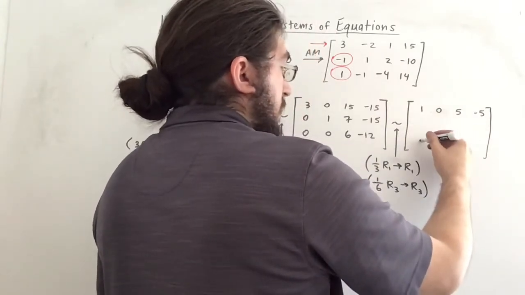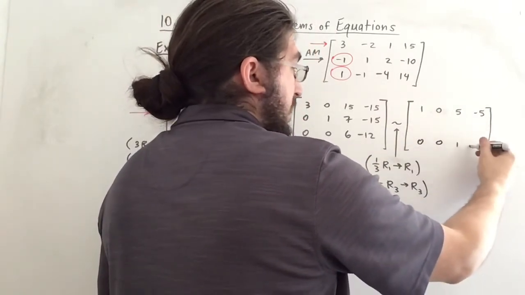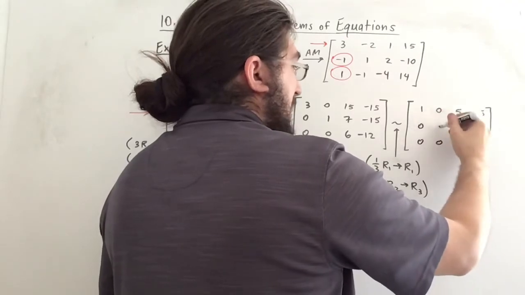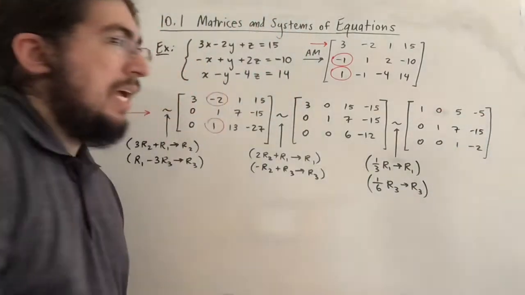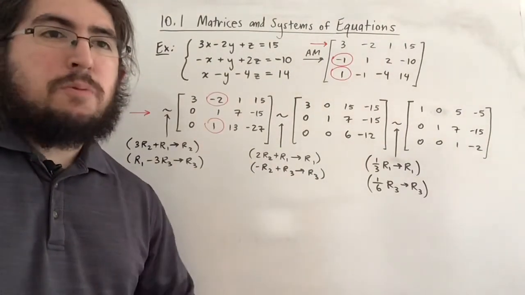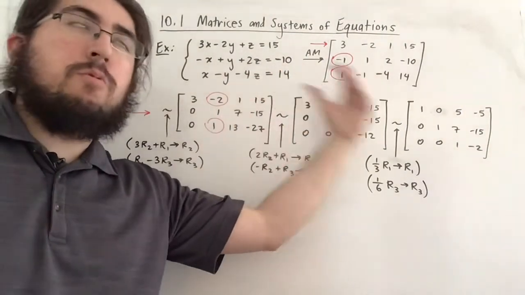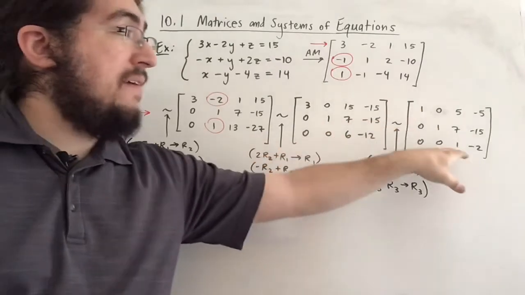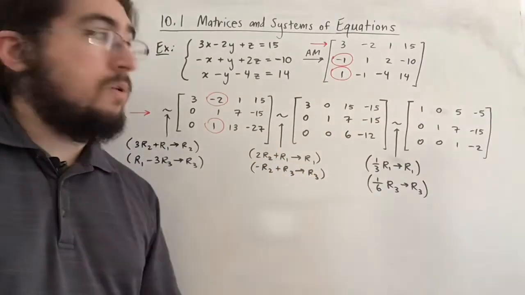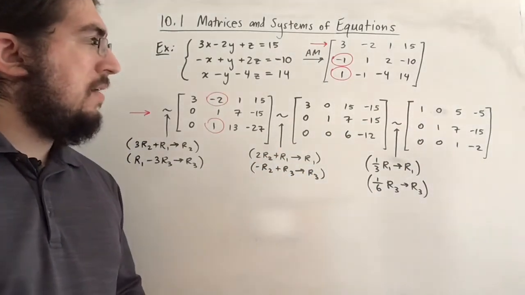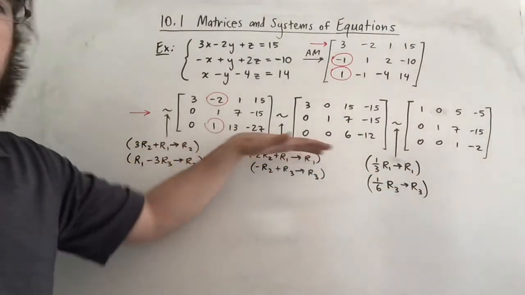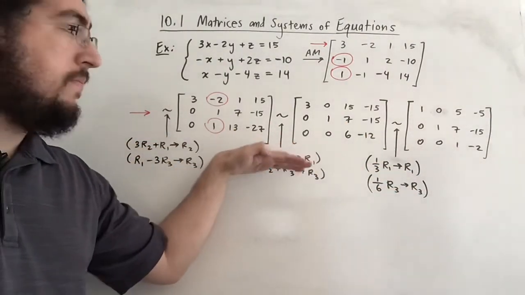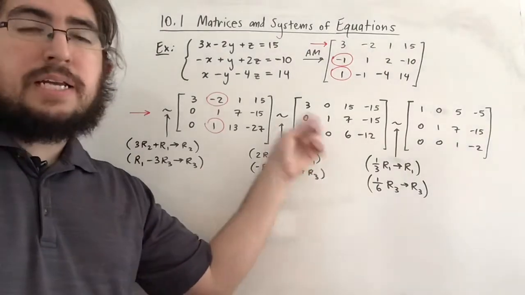Bottom becomes 0, 0, 1, -2. And the middle one actually stays the same, 0, 1, 7, -15. And we're almost there. In fact, at this point, we're in row echelon form, meaning we have that lower triangle of zeros already. In fact, we would have been in that form even if we didn't do this top operation here. We only needed a 0 here to get in that form.